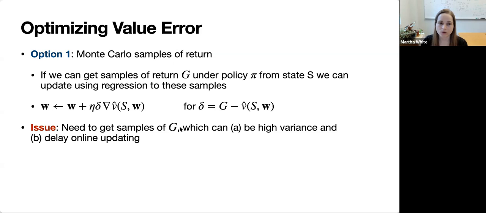One is that in order to actually get these samples of G, we have to wait. So we have to actually run the policy for a long time until we finally have enough steps to get a good estimate of G. So that's going to delay. It's going to take us longer to actually update our value estimates.